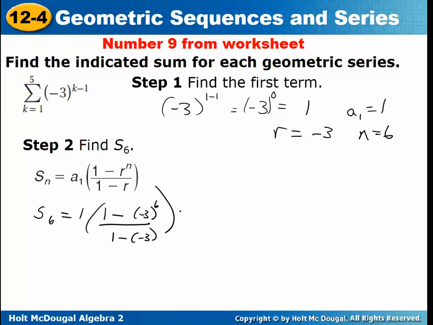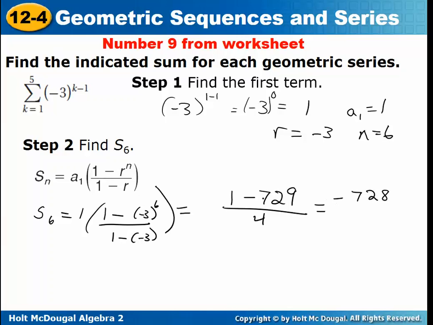And then we just keep simplifying carefully. The 1 times all of this is not going to change my answer, so I'm just going to work on the fraction on the inside, and I'll have 1 minus. Now I need to take -3 to the 6th power. So if you're using a calculator, put the -3 in parentheses before you take it to the 6th power, or you won't get the right answer. So it's positive 729, and then the denominator is 1 plus 3, which is 4.